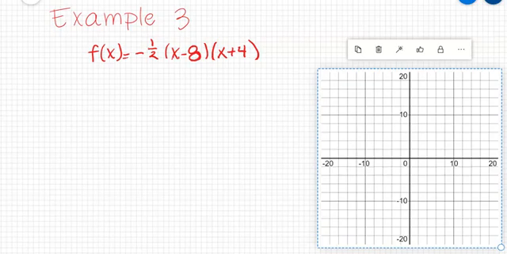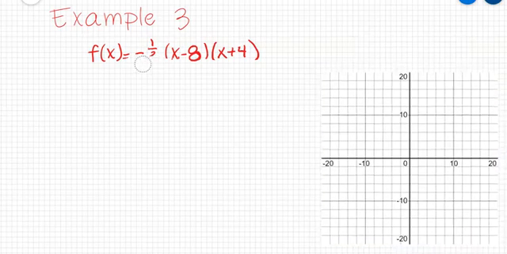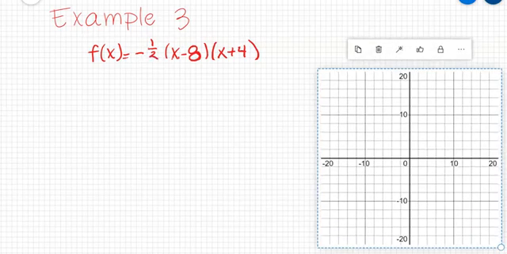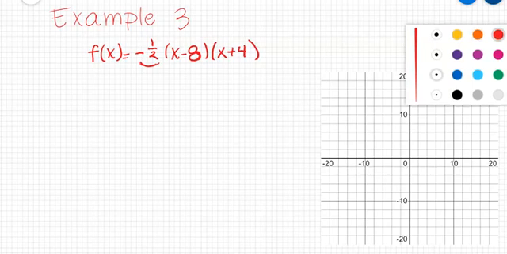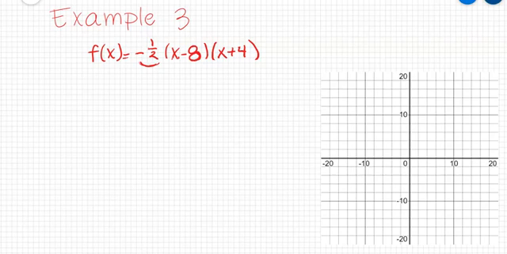Okay, this is our last example. This example is a little bit different. It is in factored form already, but you will notice that there is a negative 1/2, which I almost erased, a negative 1/2 right here out in front. So we are going to have to make sure that when we are graphing this, that we don't forget. That is telling us that we have a parabola that is opening down, and our vertex will be a maximum.